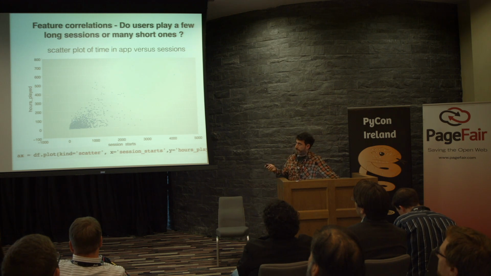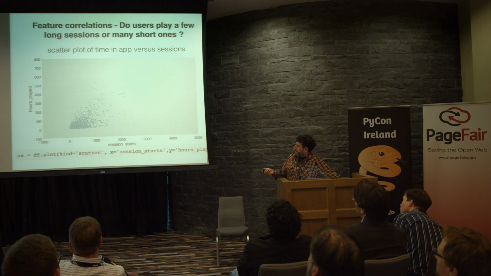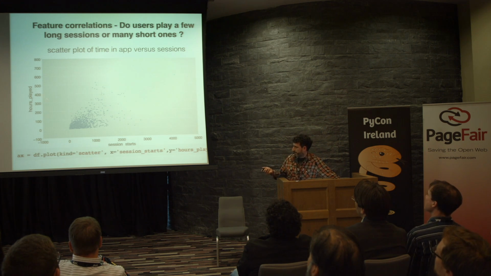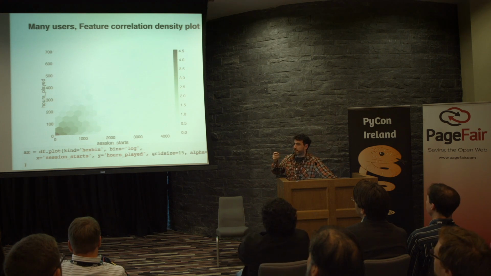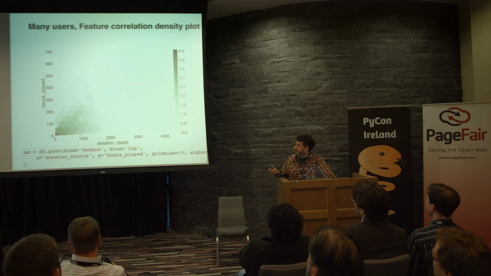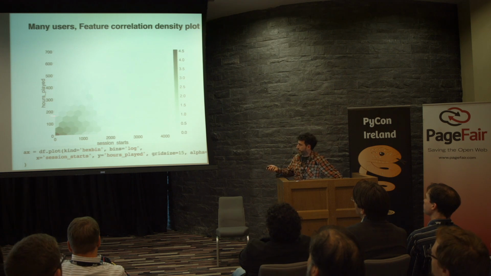The other thing I do a lot of is feature correlations. Scatter plots are great. However, in a big data setting, you often get a lot of points close together, and it can be difficult to see what's going on. So I recommend a density plot. You can do that in MATLAB. And here you can see, I'm trying to answer your question here: do users play many short sessions, or do they play one long session? Here we can see, in fact, most users play one session and they don't play for very long. That's quite common as well.